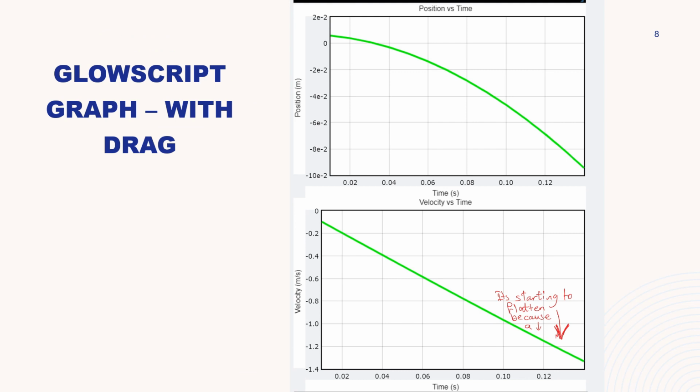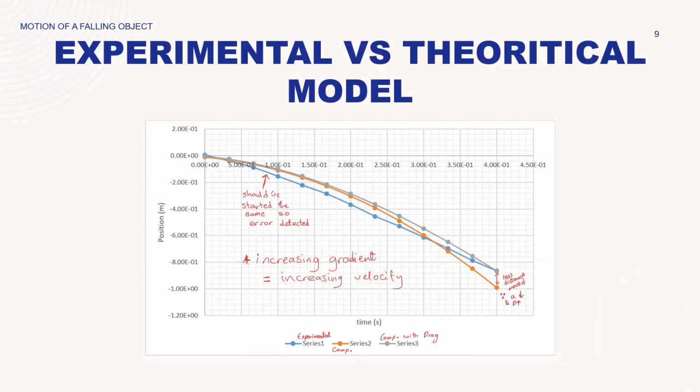Here is the GlowScript graph with drag considered. We can tell that the acceleration was not constant because the gradient of the velocity time graph was changing. In fact, the acceleration was decreasing, and we can see that by the flattening of the velocity time graph.